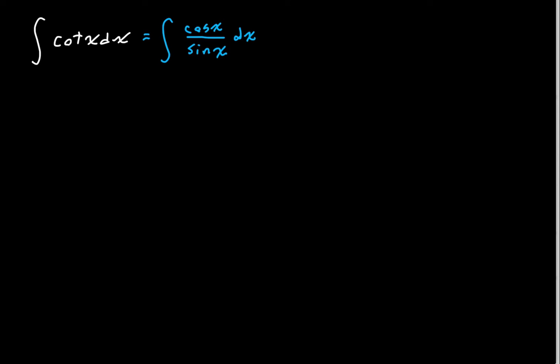So what I'm going to say is hey, look, there's this function sine of x here, and there's its derivative up here, so maybe we can do something with that. I'm going to say u is equal to sine of x, so du dx is equal to cosine x, so that du is equal to cosine x dx.